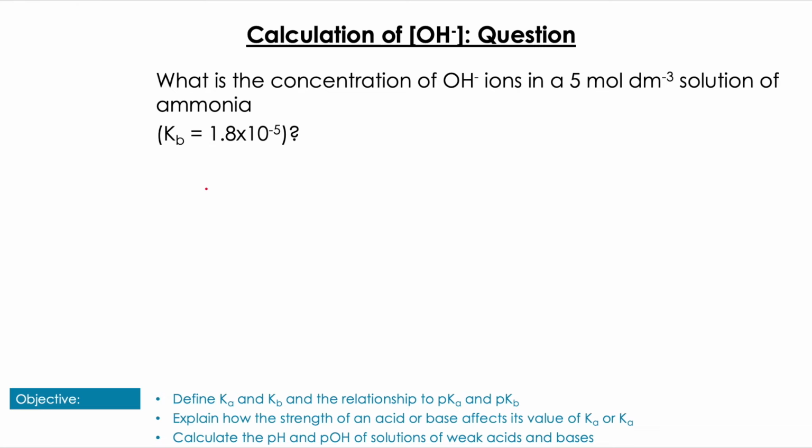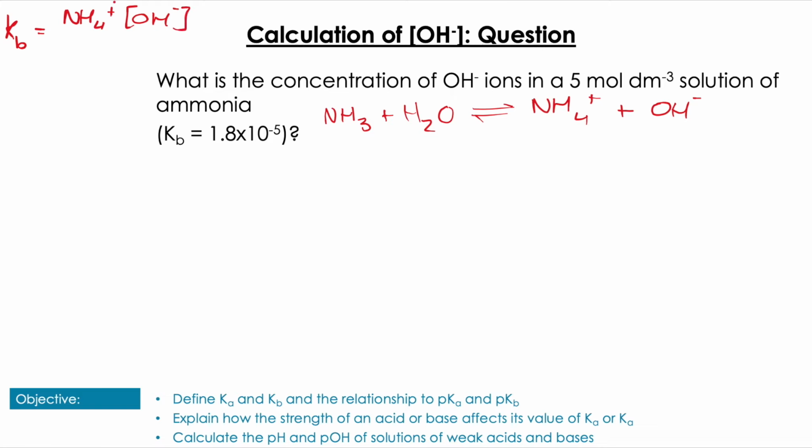Pop them up. Okay, so again, first thing I want to do is write out the equation if they don't give me equations, just so I know what equation I'm dealing with. And I'm also going to write my expression for Kb because I'm always going to need that when I'm calculating this. Again, we're making the same assumption as before, which is that the equilibrium lies really to the left-hand side. And so that 5 moles per decimeter is the concentration we can use for NH3.